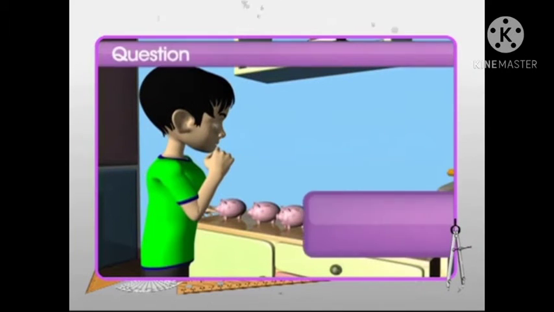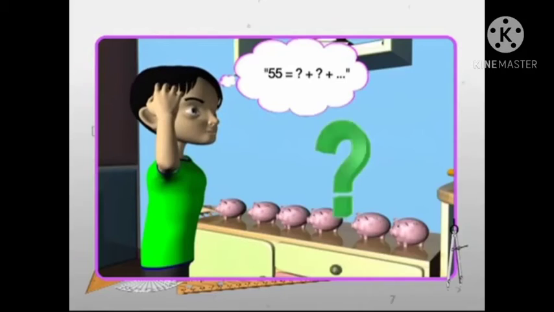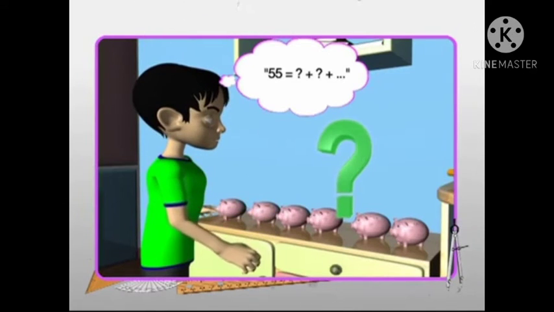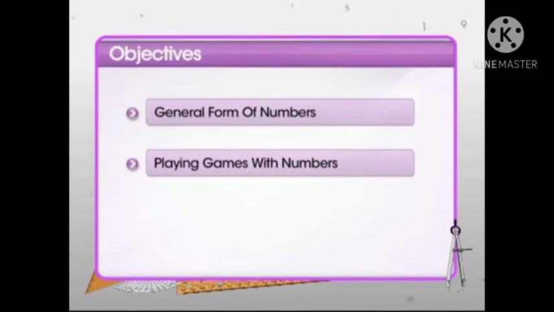Now suppose he needs 55 rupees. From which piggy bank should he pick money to build up 55 rupees? For this, he needs to have an understanding of how to break up or expand the number 55. So let's find out all about this as we learn how to write numbers in their generalized form and play number games with 2 and 3-digit numbers.